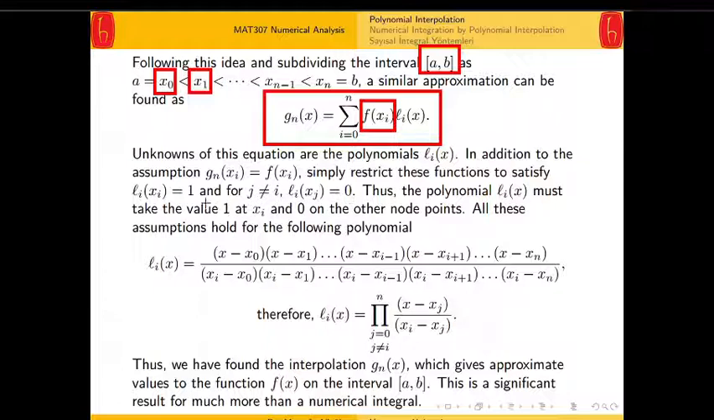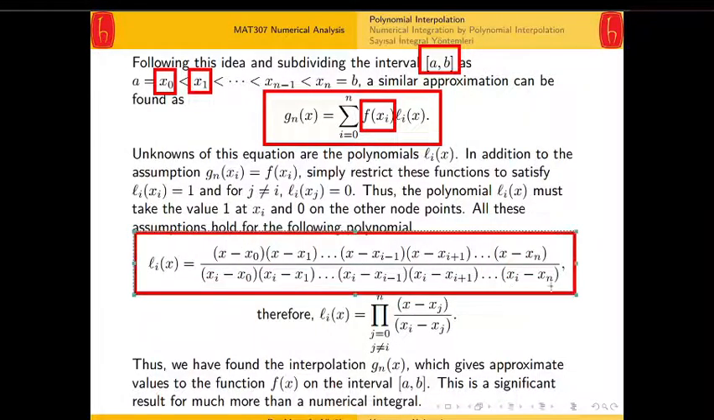This is basically Li polynomials will take the value 1 if it is evaluated at the node point xi, and it will be equal to 0 if it is evaluated at the node points other than xi. Thus, the polynomial Li(x) must take the value 1 at xi and 0 on the other node points. All these assumptions hold for the following polynomial. So Li(x) can be found in this way.